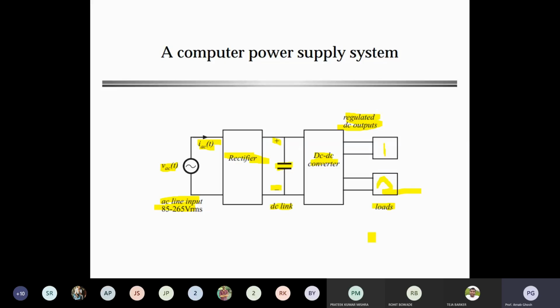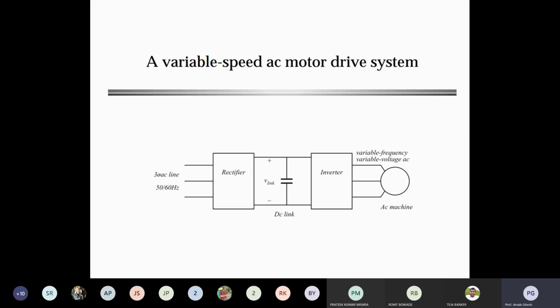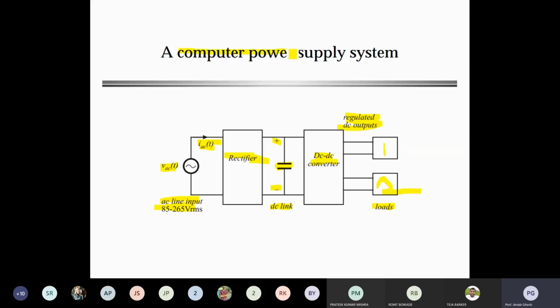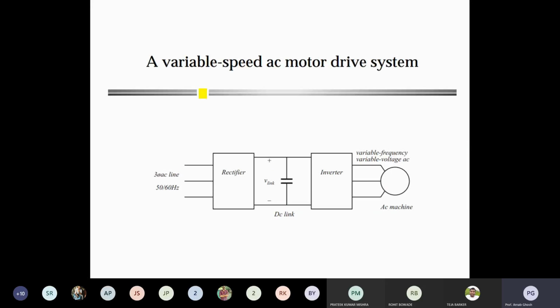Another load may be there that is coming to your DVD drive. Sometimes an internal speaker is there in your CPU, so some percent of power is there for the speaker. I think you have observed the power supply. Then there's the variable speed drive, where the computer power supply system is basically the starting point. Then you can go for the variable speed AC motor drive system.